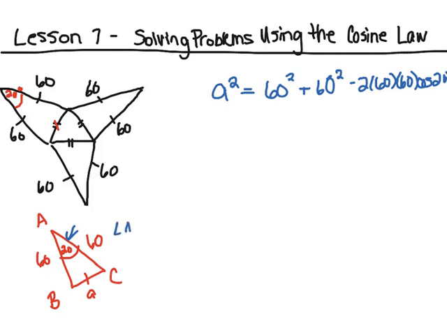So our angle A is 20 degrees, B and C are both 60. We need to find A now. And if you can't tell that that's a 60, I'm sorry. There. So now we're going to simplify. So 60 squared plus 60 squared is 7,200. And 2 times 60 times 60 is also 7,200.